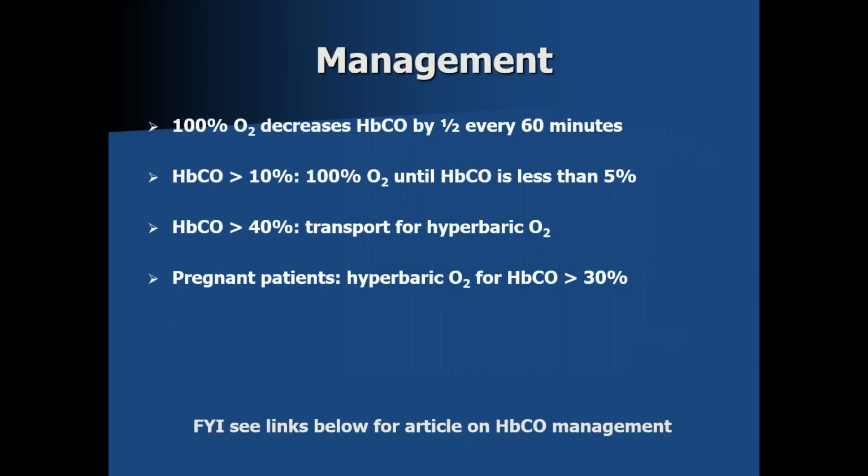The management of carbon monoxide poisoning is oxygen therapy and, for some patients, hyperbaric oxygen. 100% oxygen inhalation will decrease the HbCO by 1/2 every 60 minutes. If the patient's carboxyhemoglobin is greater than 10%, then 100% oxygen should be administered until the HbCO is less than 5%, and that should be about 1 hour.